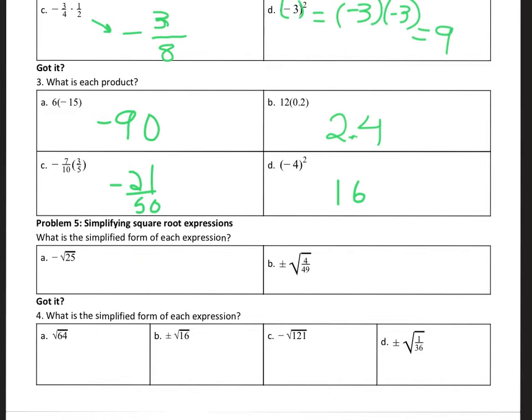Top times the top, 21. Bottom times the bottom, 50. And then D, negative 4 times negative 4, positive 16. So pretty straightforward. Hopefully, this is, again, feeling kind of like review, but I still like going through it just to make sure that we're all solid in just the basics of this, okay?